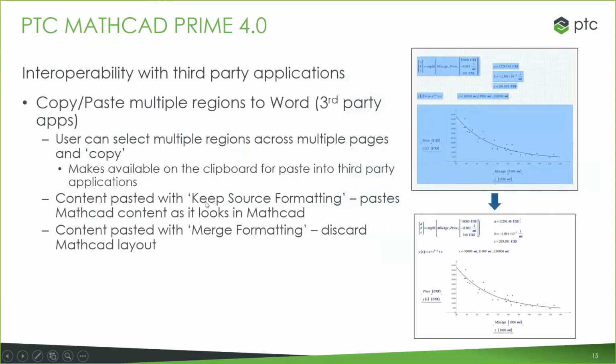Okay, a little bit more about how you can work with third-party applications is that you can copy and paste multiple regions into Word and not worry about the format getting messed up. So you're going to copy and paste and it'll bring it up the same as what you saw in Mathcad. So you can select multiple regions across multiple pages and just copy it. So you can have some options there. The same thing when you paste anything. You can keep source formatting or do the merge formatting if you'd like.